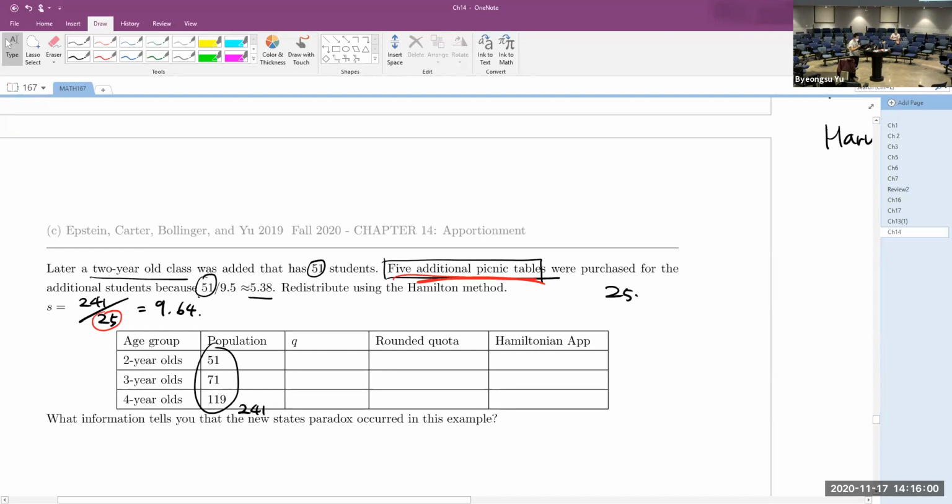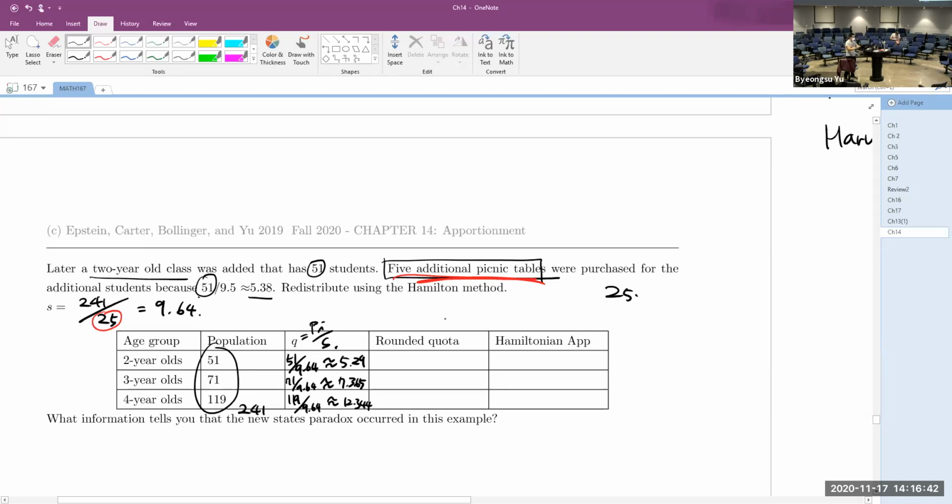Okay, then your quota Q is just the population of each state divided by the standard divisor S. So the first one is 51 divided by 9.64, which is almost 5.29. The next one is 71 divided by 9.64, which is almost 7.365. And the last one is 119 divided by 9.64, which is 12.344.